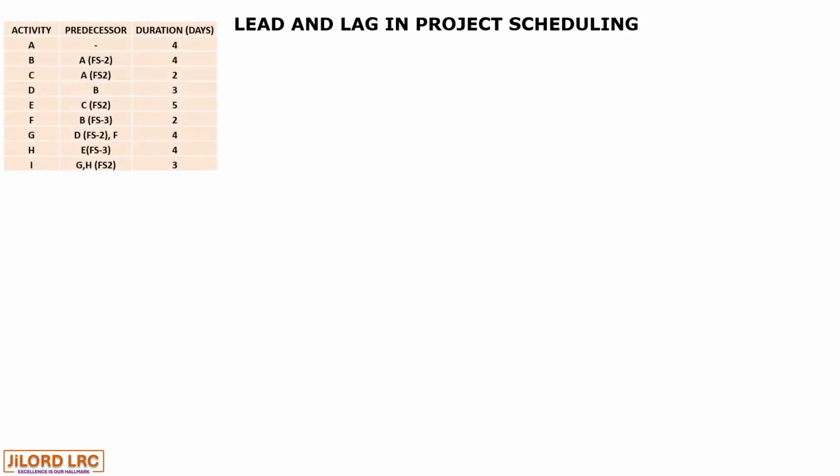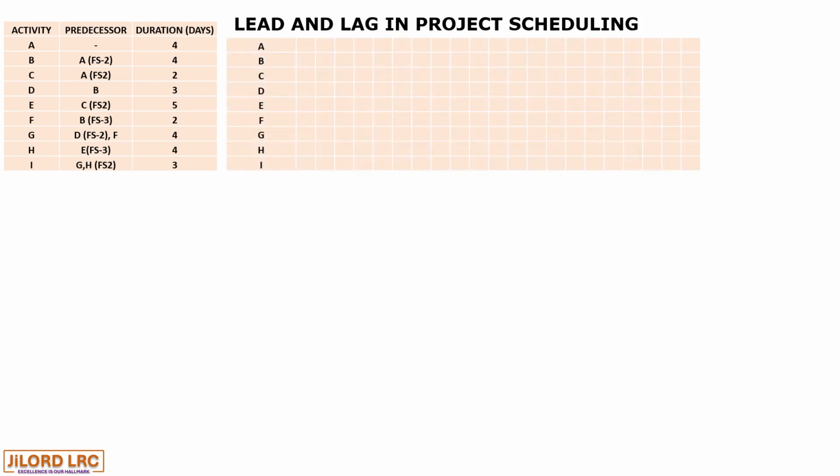Now, let us look at an example with lead and lag in project scheduling. We are presented with this table that has activities A up to I, with predecessors having finish to start relationships with lag and leads, with their durations also in a separate column. Let us draw a Gantt chart first, with the activity on the vertical array and the duration on the horizontal array.